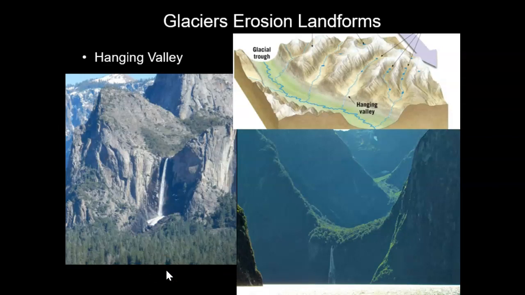After the ice melts at the hanging valleys, sometimes streams will start flowing through that valley, which can cause really cool waterfalls like the ones that you're seeing on both of these pictures. This one is in Yosemite. I'm not exactly sure where this one is at, but either way, they both look really, really cool.